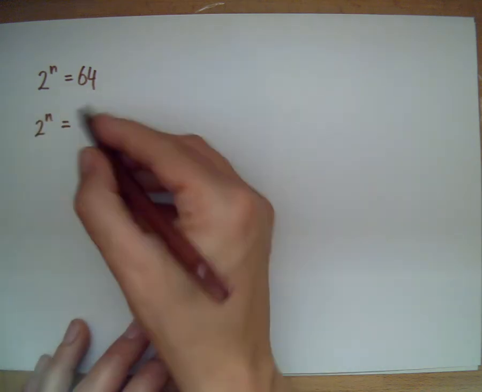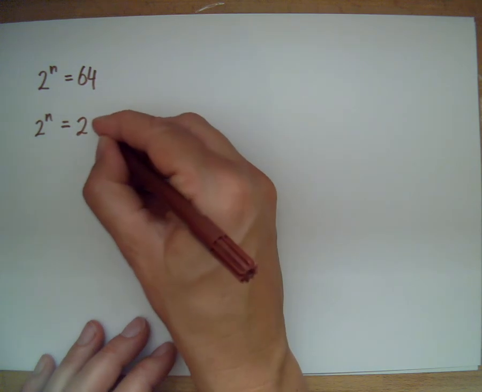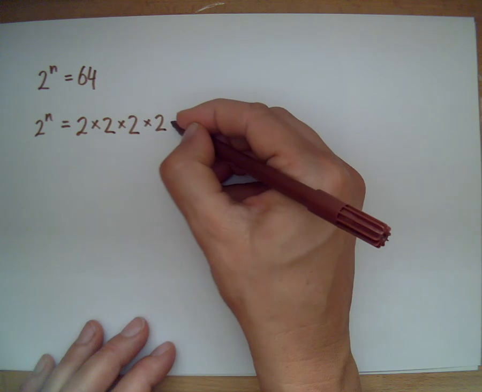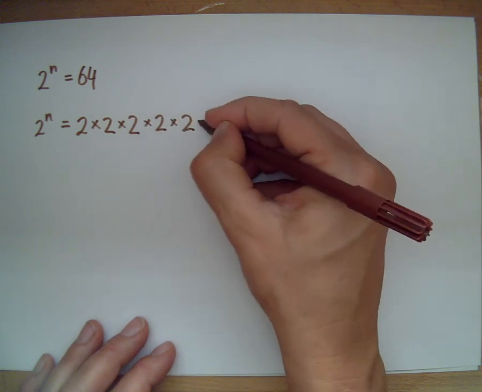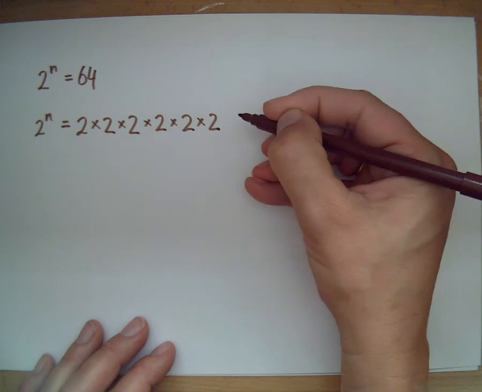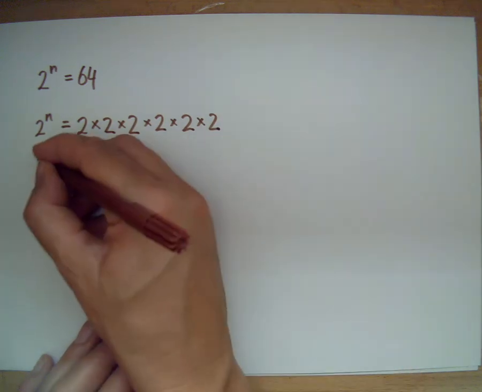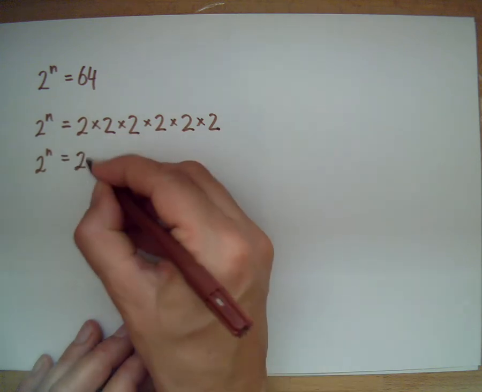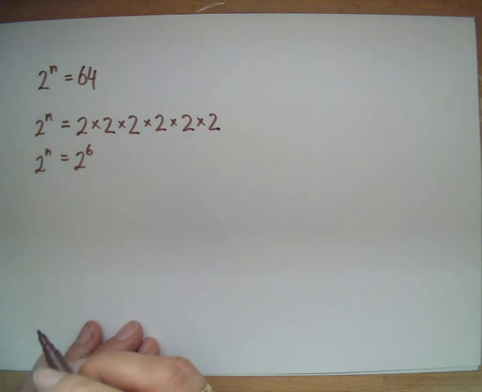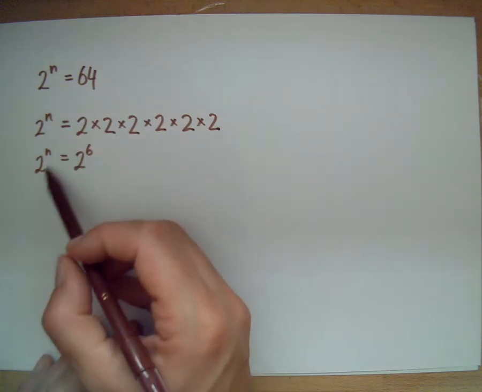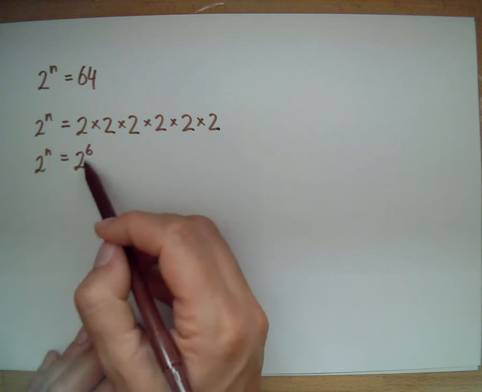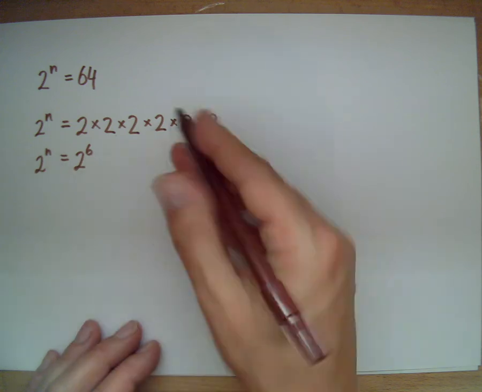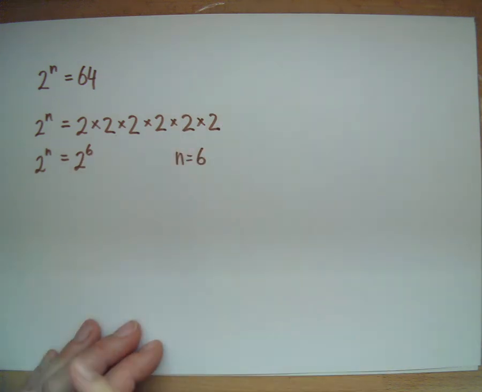So 64, we're going to rewrite. 64 is 2 times 2 is 4, times 2 is 8, times 2 is 16, times 2 is 32, times 2 is 64, right? So 2 to the power of 1, 2, 3, 4, 5, 6. So 2 to the power of 6 is 64. Now this is easier, right? 2 to the power of n is equal to 2 to the power of 6. Well, apparently the exponent we need to put on 2 to get 64 is 6. So n is 6. Cool.